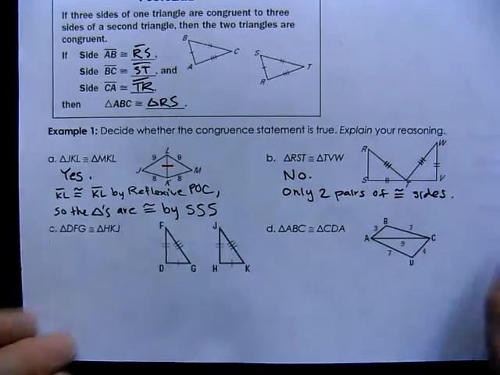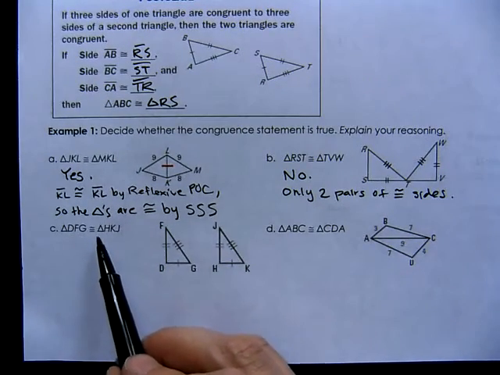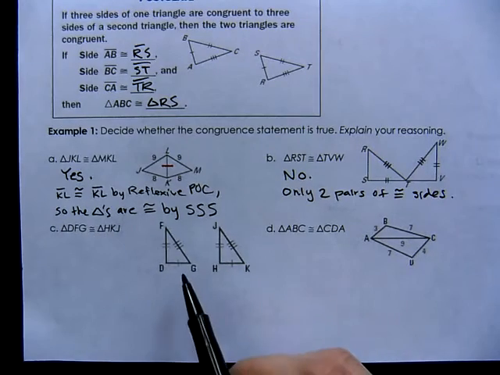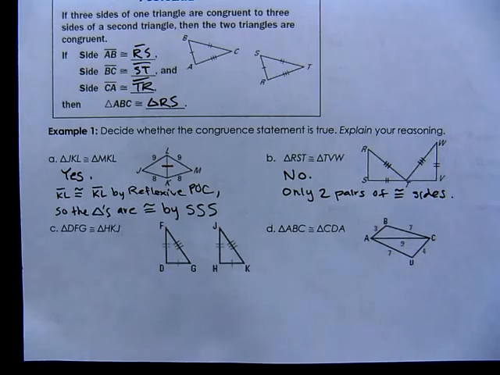Alright, take a look at part C. Here we have triangle DFG congruent to triangle HKJ. Is that true or false? What do you think? Look at the markings on the diagram. Would you say true or false?